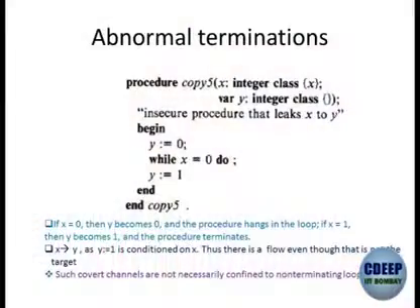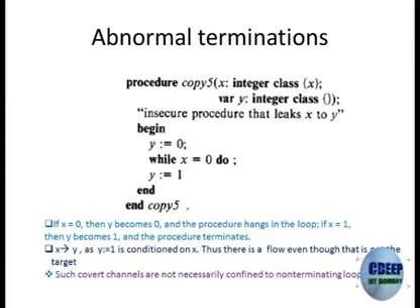Now you come to abnormal termination, which means that when an exception happens, like an index overflow in an array or a divide exception, all these things come into the procedure. So here you have copy 5, where X is of integer class and Y is again of integer class, and an insecure procedure that leaks X to Y.